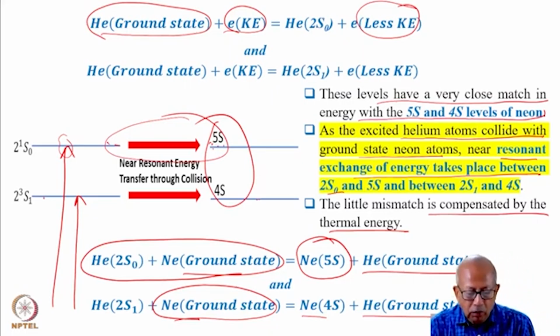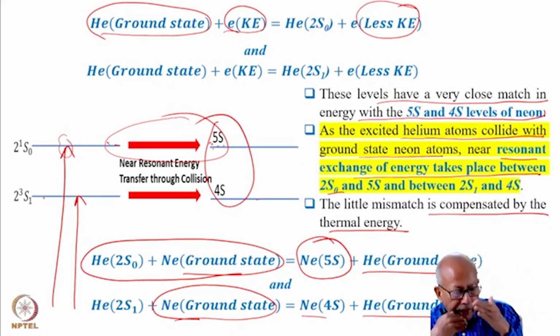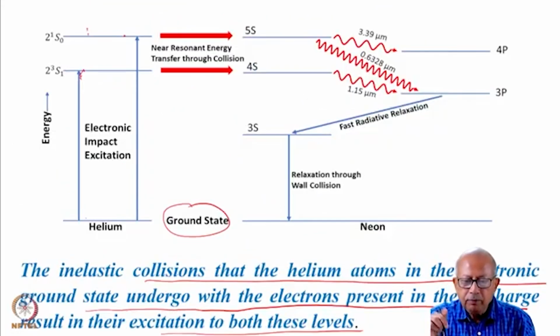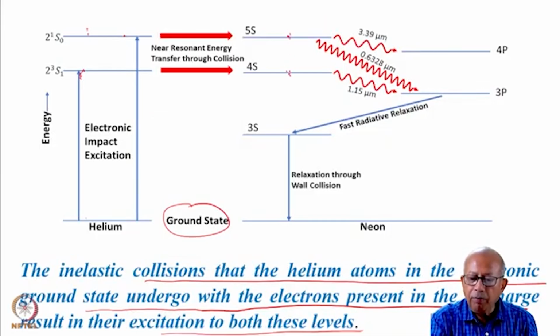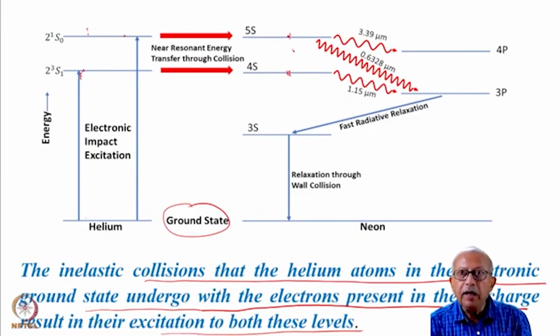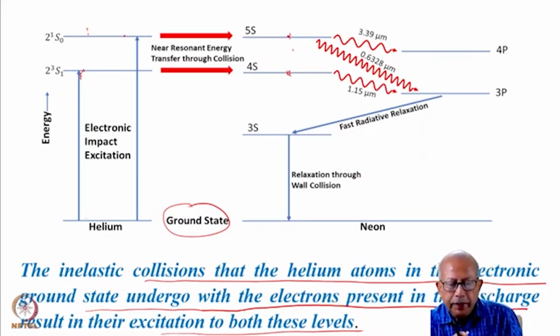So then we have come to this point. By taking advantage of helium, we have populated the upper levels of neon. I think I'll stop here today, and tomorrow we'll begin from this point, where we have attained population inversion, and we'll move further in the operation of the helium-neon laser. Let me stop here today.